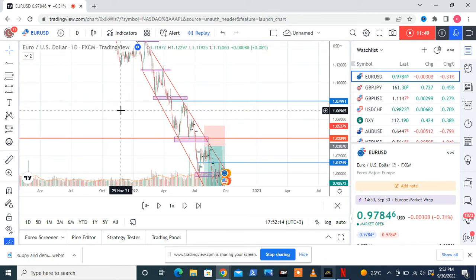So to recap one last time: identify the trend, get to understand where support and resistance are, then enter a trade and be patient, and always do your analysis on daily candlesticks.